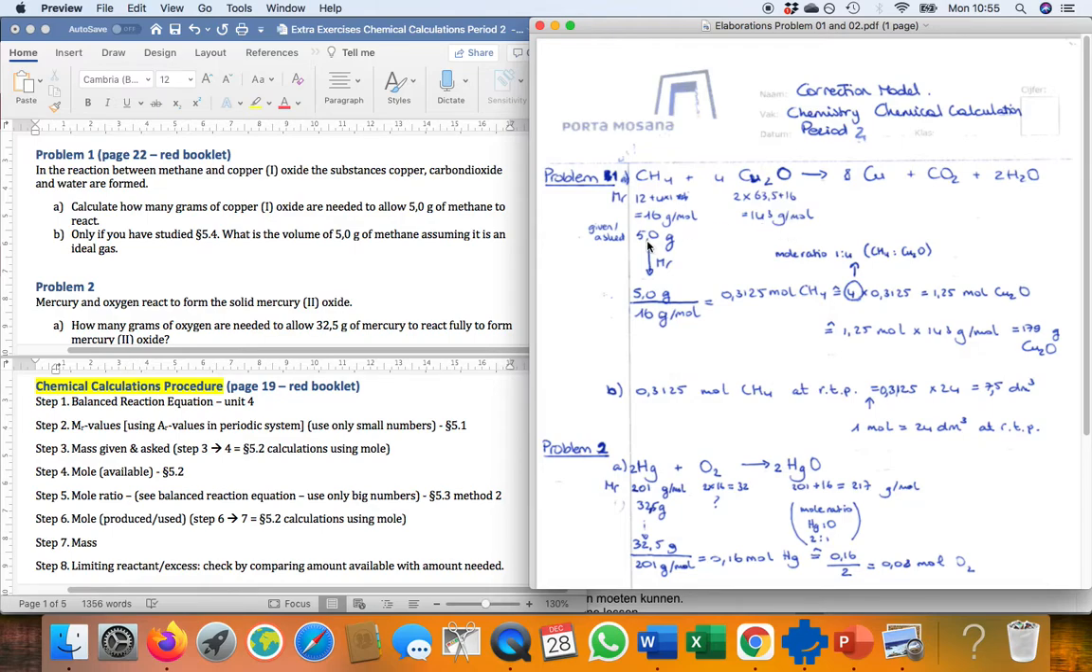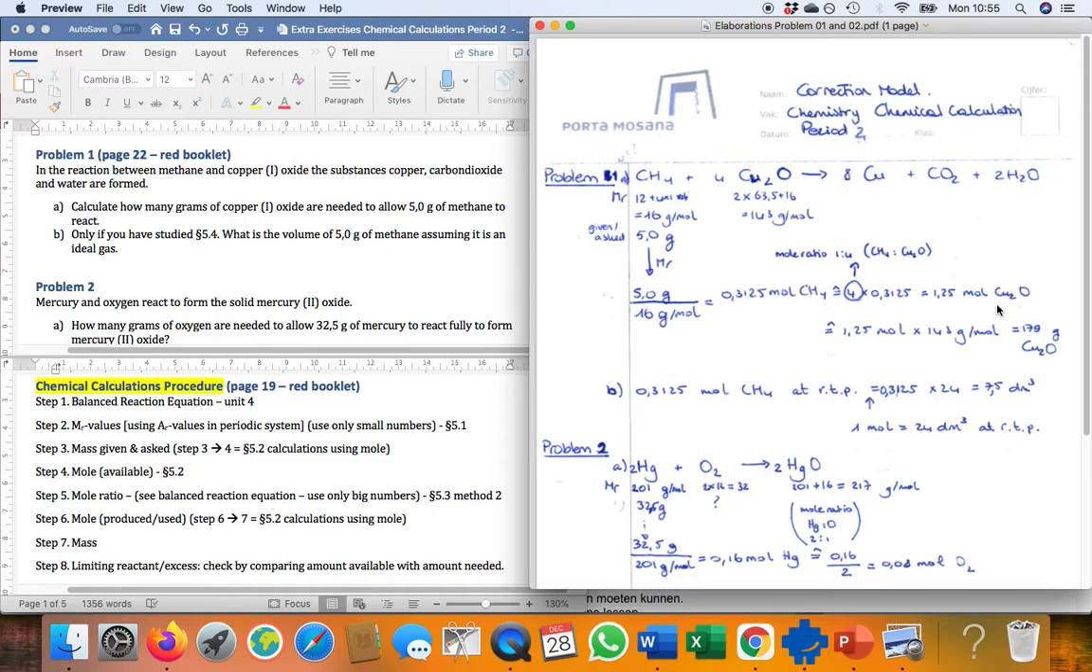Then step 4 is to calculate the amount of moles available. So I go from 5 grams and I divide that by 16 grams per mole. You can see here that just by using dimension analysis, I write down my units, I can easily see, oh, okay, it's grams divided by grams per mole. The grams fall away, the 1 per mole at the bottom of my fraction remains, so I'm left with mole.